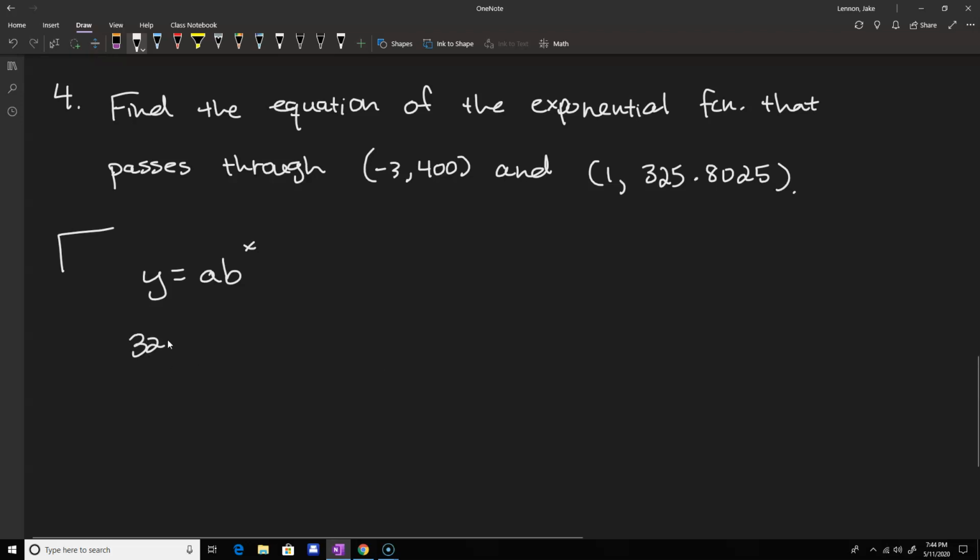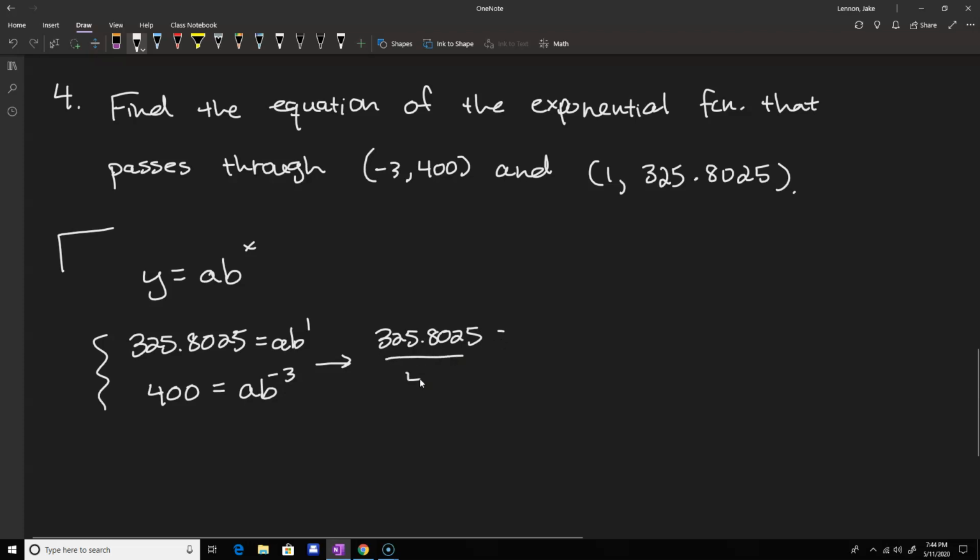So 325.8025 would replace y, and that'll equal ab to the first. And the second coordinates, when you plug those in, you get 400 equals ab to the negative third. And then remember, the trick is basically you want to take ratios of these equations. That way a's cancel and you'll only be left with b. So you get 325.8025 divided by 400 equals ab to the first over ab to the negative third.